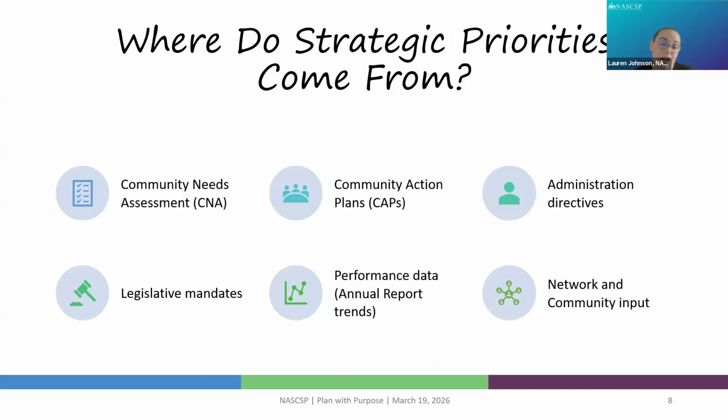So, your CNA is one primary anchor. It identifies recurring themes and statewide trends. It highlights systemic barriers and emerging needs. Priorities should clearly connect back to the CNAs that your CAAs submit to you.